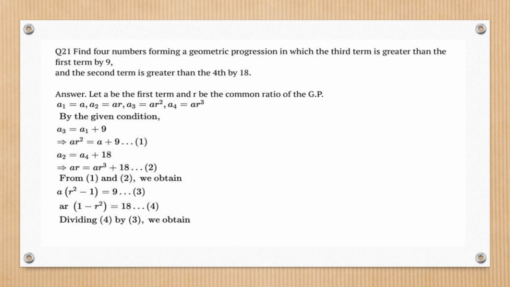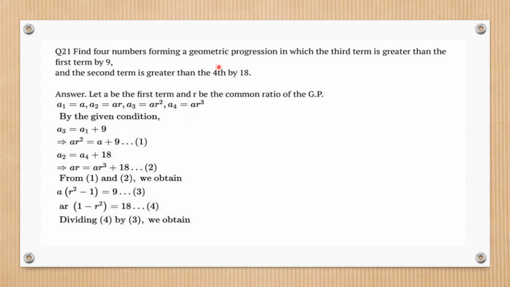Question number 21 says: find four numbers forming a GP in which the third term is greater than the first by 9 and the second is greater than the fourth by 18. Let the first term be a and r the common ratio. Then the four terms can be taken as a, ar, ar square and ar cube.